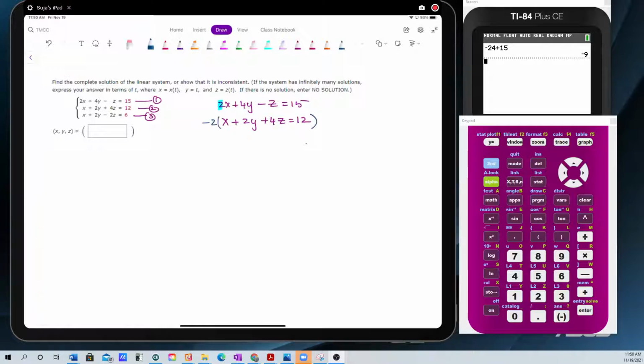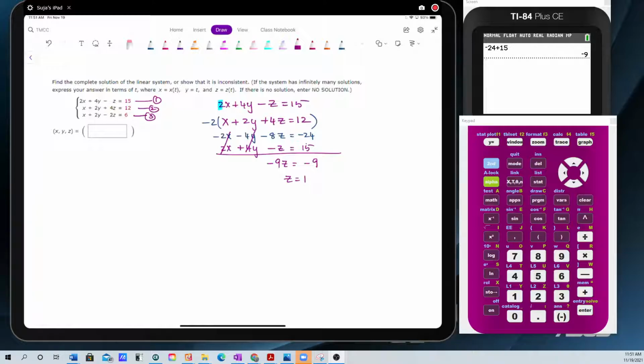So that will yield this equation as negative 2x minus 4y minus 8z is equal to negative 24. So my first equation is 2x plus 4y minus z is equal to 15. If I add these two, this gets cancelled, this gets cancelled. So that's giving me a hint that these are dependent systems. And then I'm getting negative 9z is equal to negative 9, or z is equal to 1.